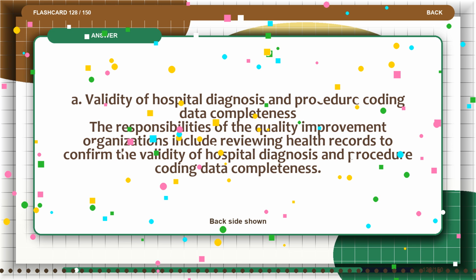The answer is A. Validity of hospital diagnosis and procedure coding data completeness. The responsibilities of the quality improvement organizations include reviewing health records to confirm the validity of hospital diagnosis and procedure coding data completeness.